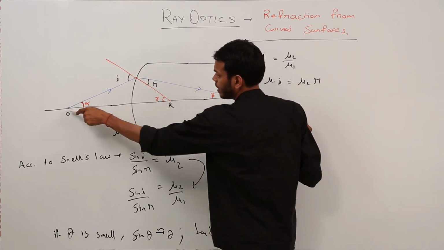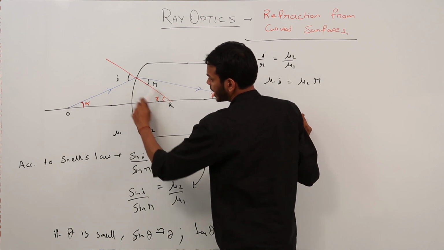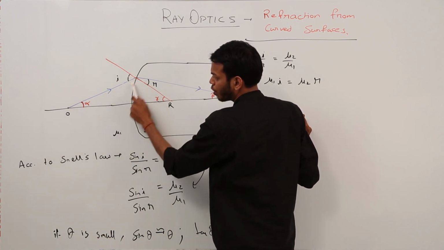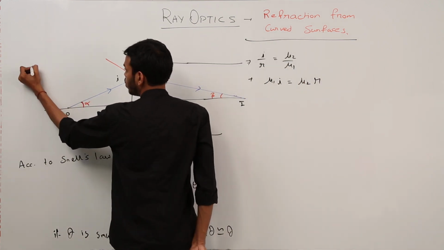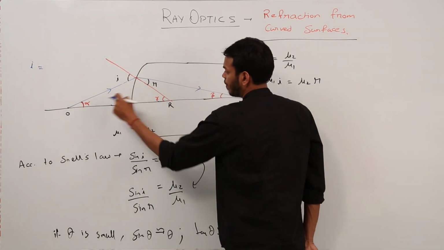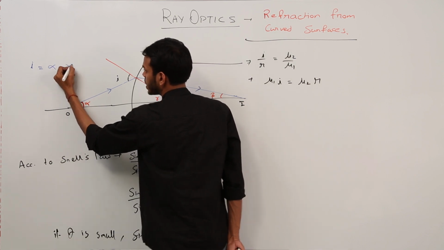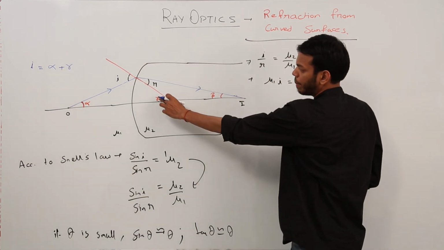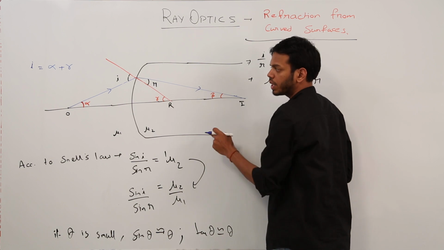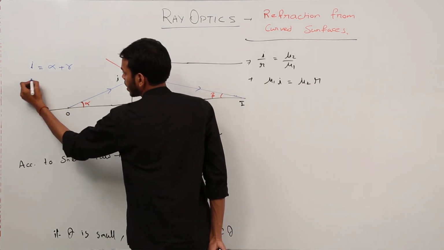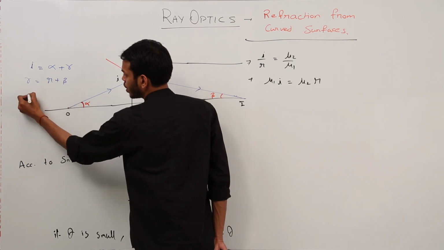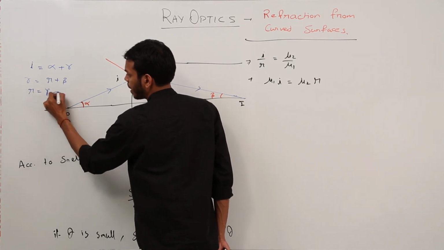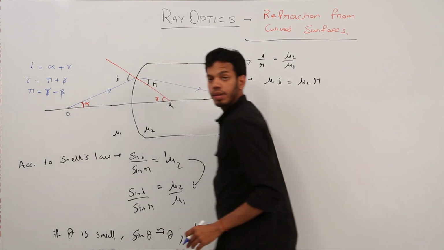From this triangle, this line, this part is extended. That means this angle would be equal to this plus this. So angle I is equal to alpha plus gamma. And this angle gamma is equal to R plus beta, right? Gamma is equal to R plus beta. That means R is equal to gamma minus beta, right?